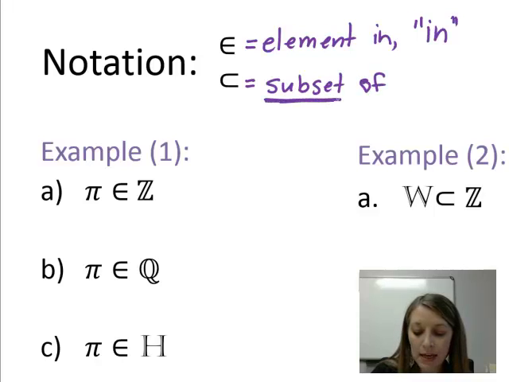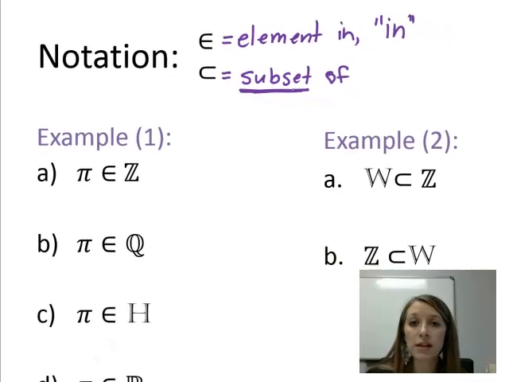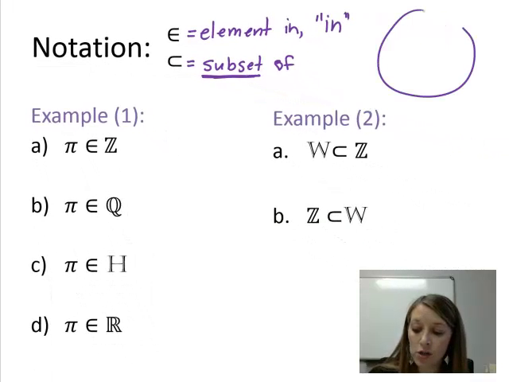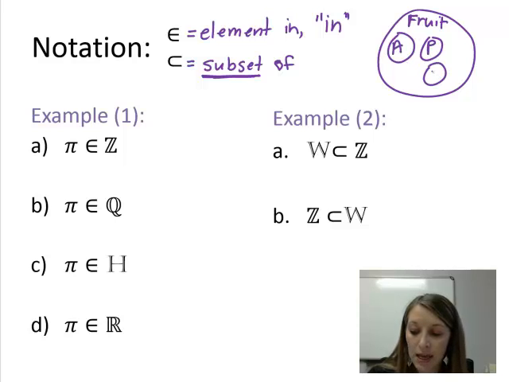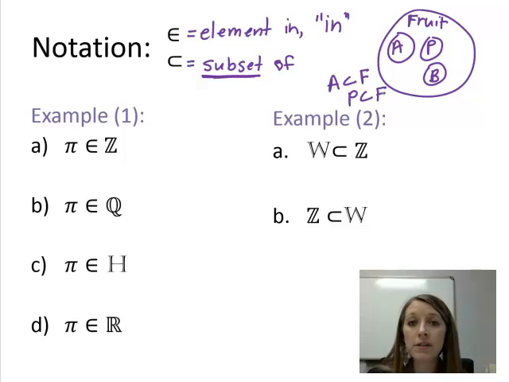Now the word subset, that means, is it a smaller group within a larger group? So the example that I typically give for this is if I had a large group of fruit, I could come up with subsets of that, of apples and pears and bananas. So apples are a subset of fruit, and pears are a subset of fruit. And I could even define smaller subsets of that, but hopefully that proves my point, what a subset is.